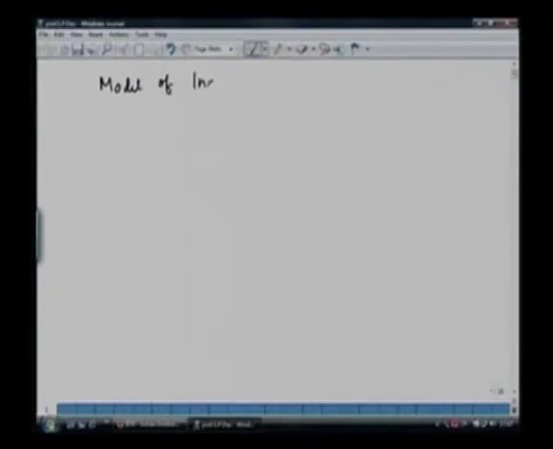Model of induction machine in stationary reference frame.